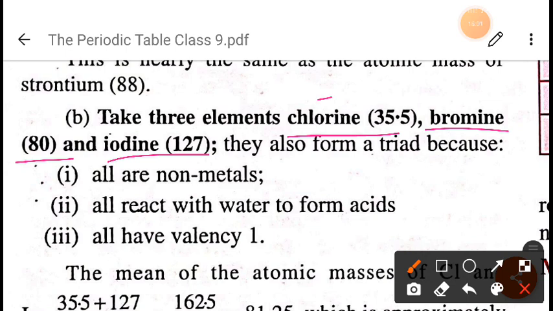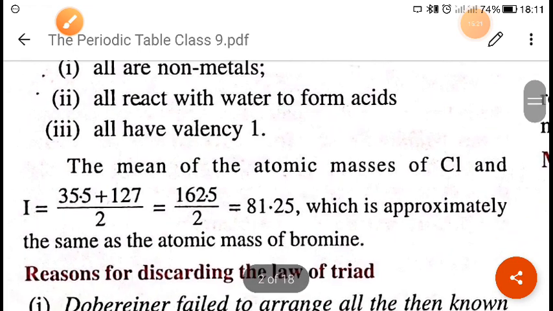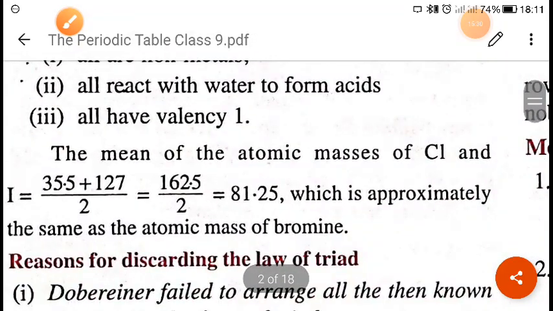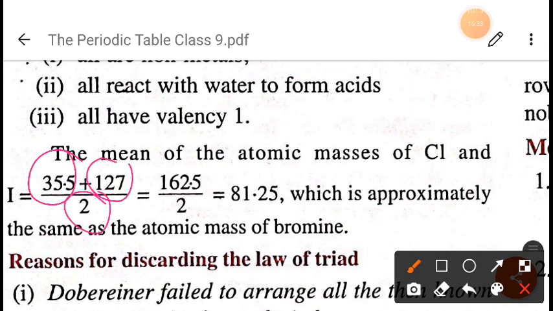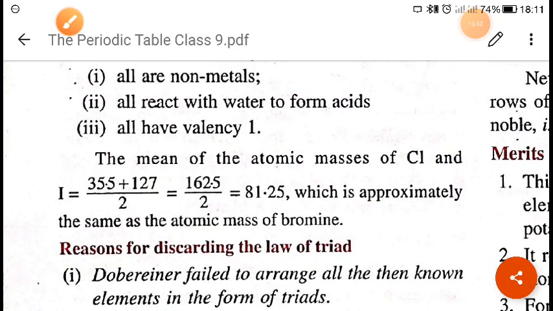What are the similarities between these three elements? All of these elements are non-metals. Next, all react with water to form acids. Third, all have a valency of 1, right? So these are the three similarities. When we add the mass of chlorine and the mass of iodine and divide by 2, we get 81.2, which is approximately the same as the mass of bromine, right? I hope you have understood what Döbereiner's triad is.